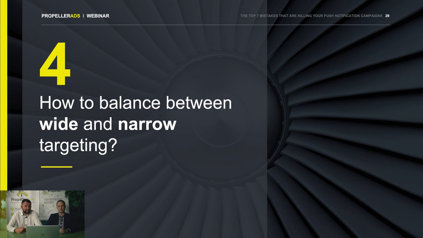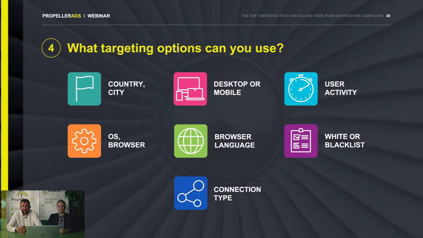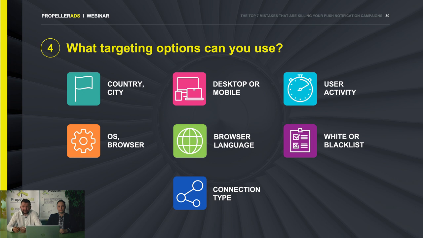And now let's chat about targeting. Targeting is crucial in finding the right slice of traffic for every offer. As for push campaigns, you have a lot of targeting options, and let's talk about them in more detail. First of all, you can target geos, cities, devices, operating systems, browsers, language of browsers, and we also have connection type targeting, so you can target particular carrier users. And do not forget about placement optimization.